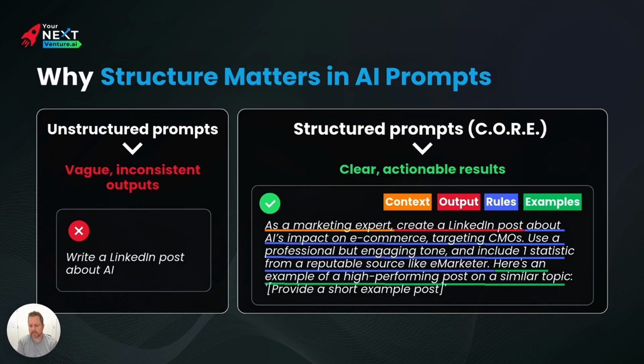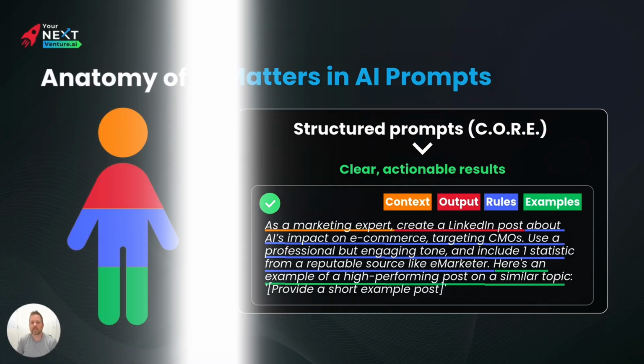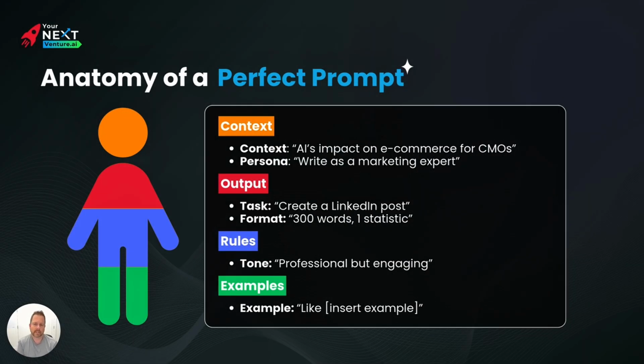Think of this like giving the AI GPS directions. The more precise you are, the faster you arrive. So here's the secret sauce. A perfect prompt structured with core in mind layers the elements like context, persona, task, format, tone, and examples. For example, adding write as a marketing expert gives the AI a persona, which is a form of context to shape its style. Format and tone further refine the output, ensuring it meets our needs.